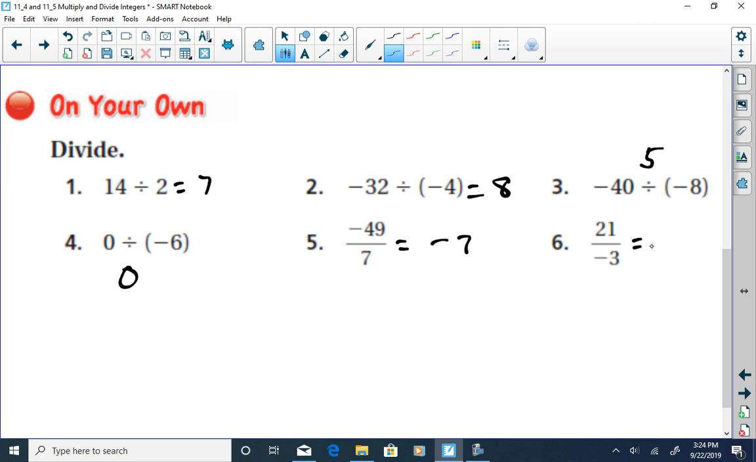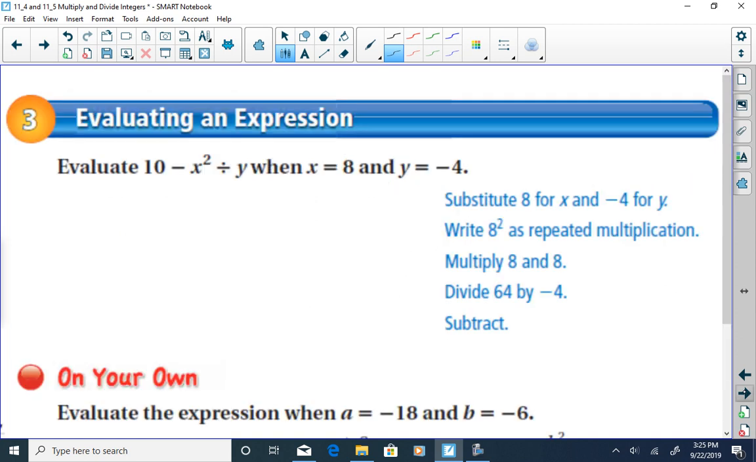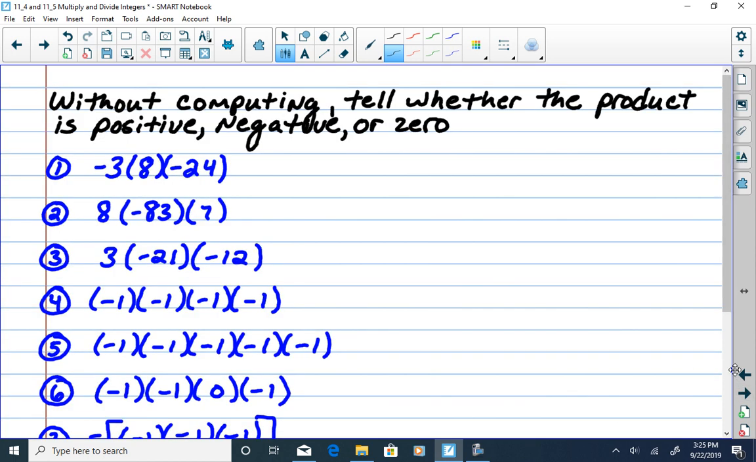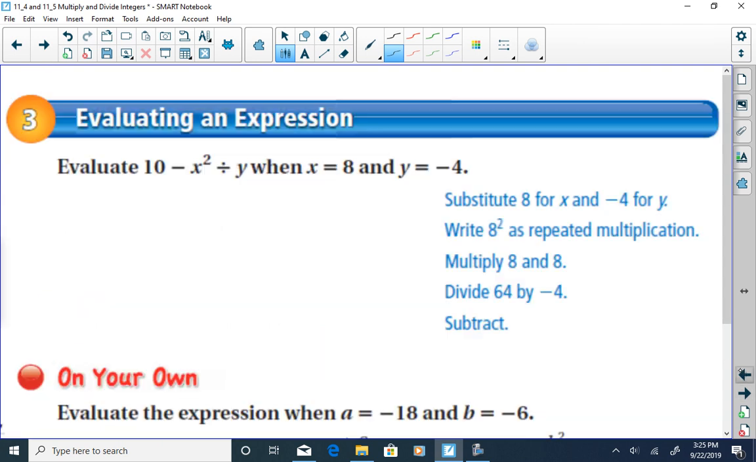All right, and this last one, positive divided by negative, that's going to be negative, and 21 divided by 3 is going to be 7. All right, so it's just a matter of looking at our rules and using those rules over and over again. Right? Well, what happens if we want to evaluate some expressions? All right, so let's evaluate some expressions here.